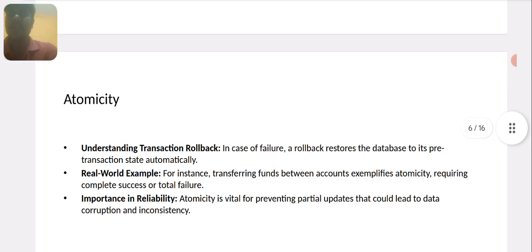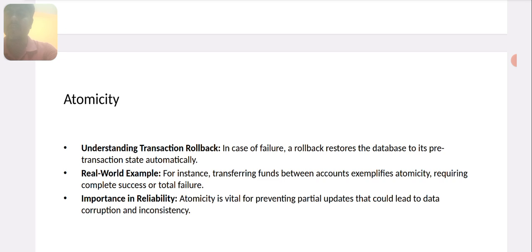Next, we have a deeper discussion about atomicity. There are three parts to this. The first is understanding transaction rollback. In case a transaction fails, a rollback restores the database to its pre-transaction state automatically.